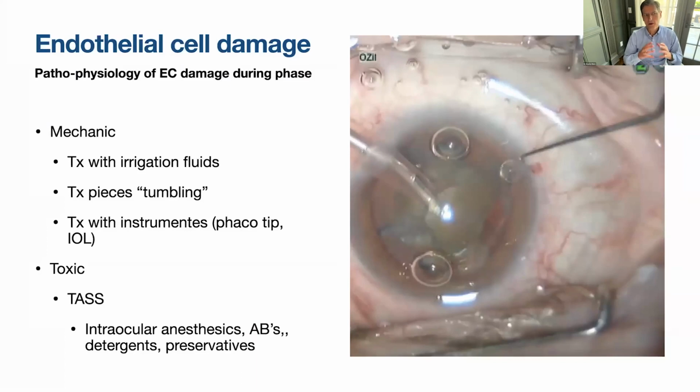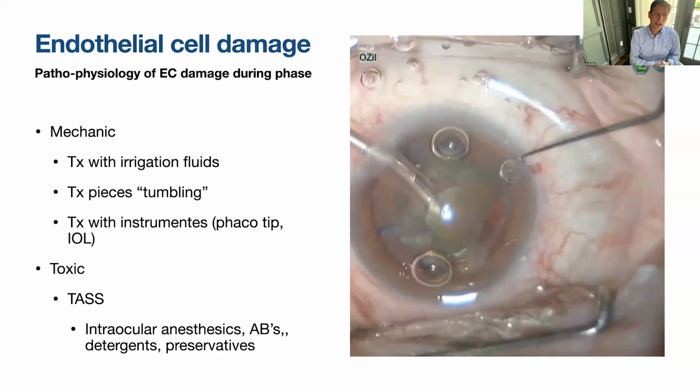So what is the pathophysiology of endothelial cell damage during cataract surgery? First is mechanical trauma. We can traumatize the endothelium with irrigation fluids if we have a misdirection of our cannulas hitting the endothelium. We have trauma through tumbling of pieces when they're flowing inside of the anterior chamber. They can bounce back and forth, damaging our endothelium, or we can inadvertently traumatize the endothelium with our instruments, be it with a phaco tip or with the intraocular lens or with our other instruments.